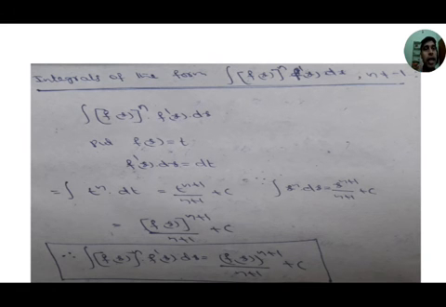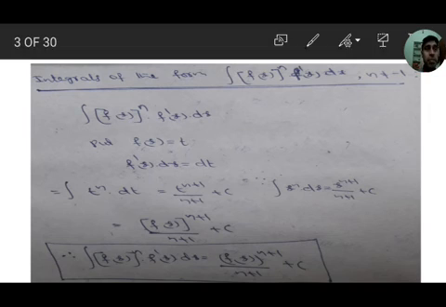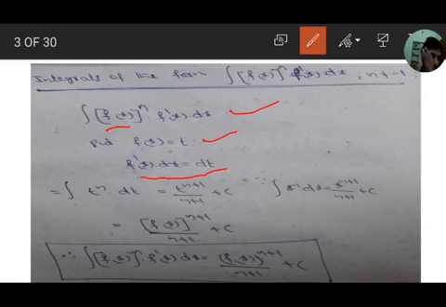What is the method? Integrals of the form integration f of x whole to the power of n into f dash x dx, where n is not equal to -1. It is integration by substitution, the third method. Put the function f of x equal to t, the function whole to the power of n and its derivative. Next, differentiate with respect to x, we get f dash x dx equal to dt.